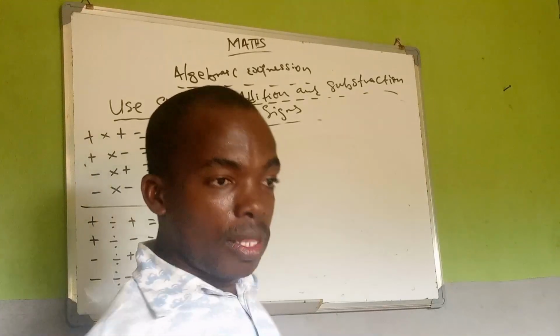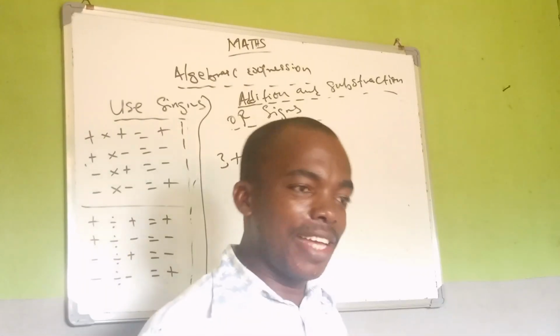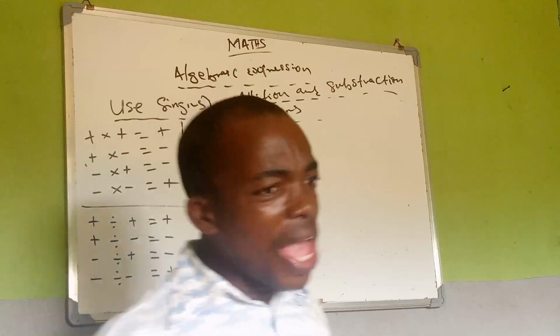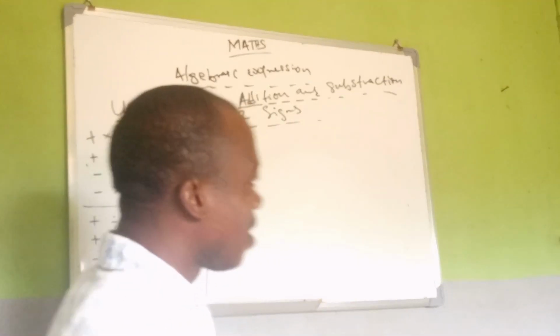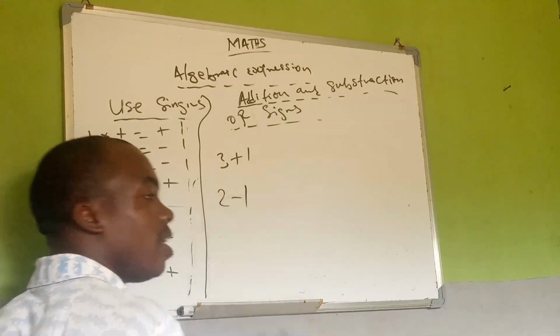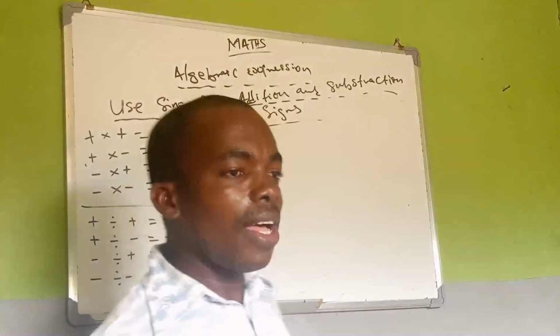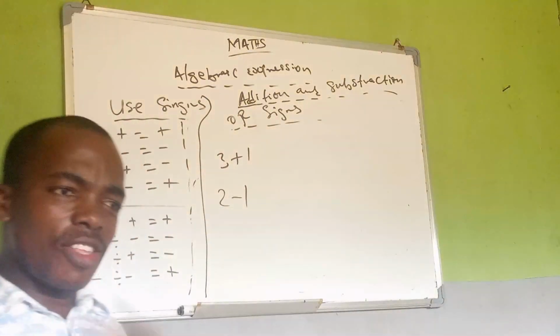I asked the girl 3 plus 1. She was confused and said, why are you insulting me now? You understand? Then I asked that boy, 2 minus 1. He said, sir, 2 minus 1 is 1 now, and 3 plus 1 is 4. So why don't I understand?